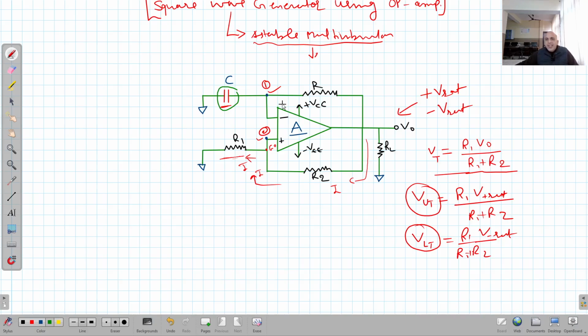So even a very minute signal appearing at the input will force it into saturation. So suppose initially the output was in positive saturation, right? It is in plus V saturation. What does it mean? It means at that time the voltage appearing at this node is equal to the upper threshold.